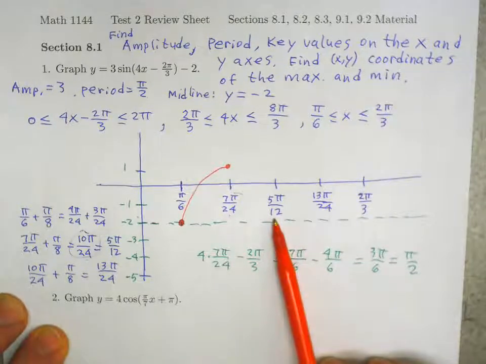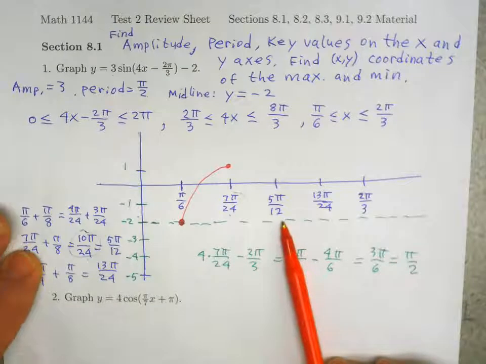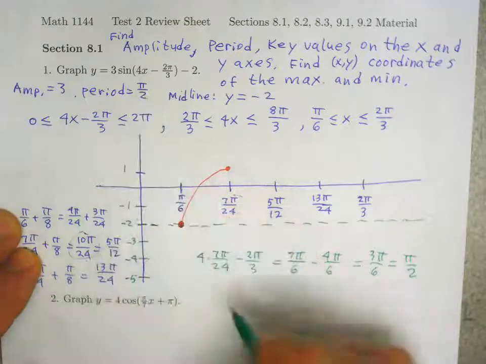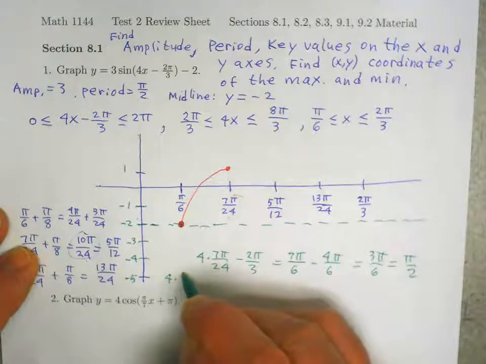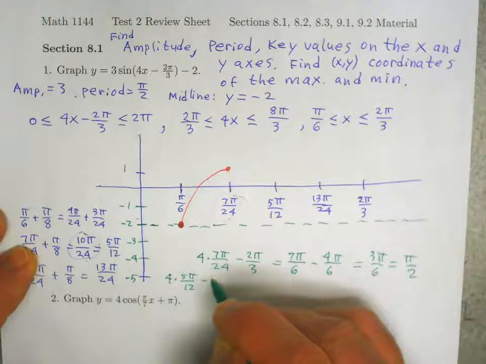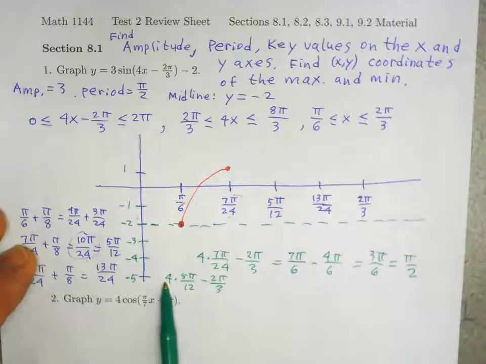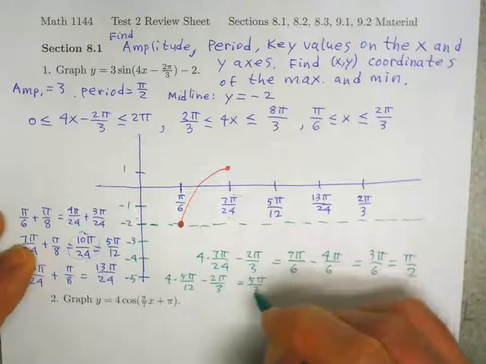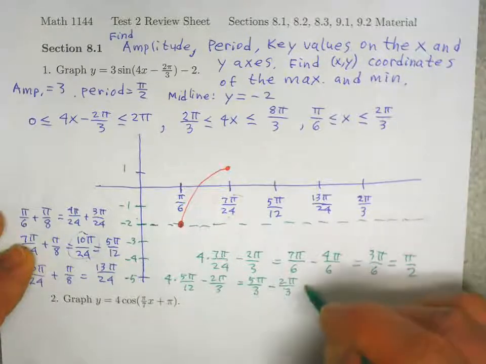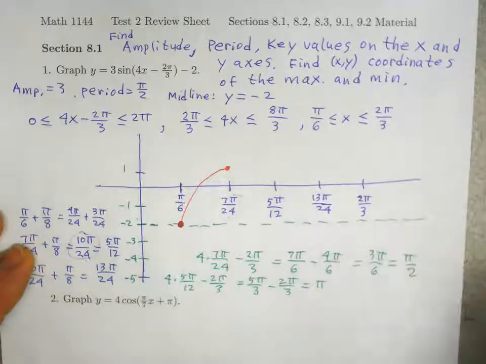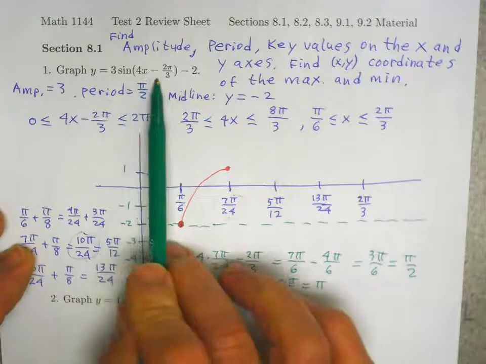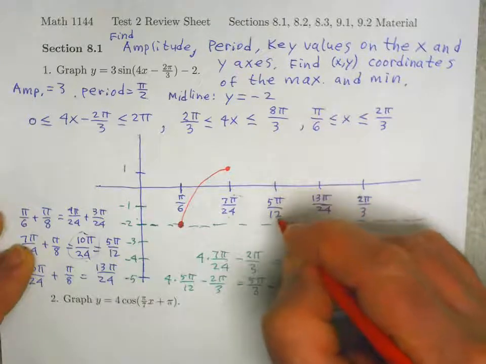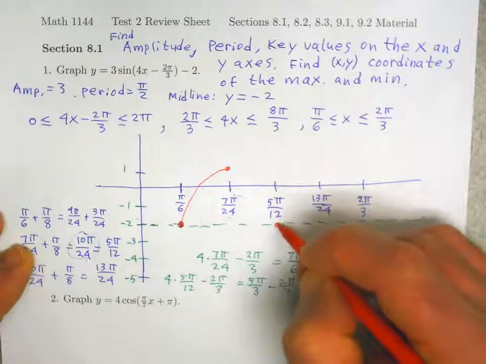Okay, when x is 5 pi over 12, think about what happens when you multiply 5 pi over 12 by 4. So 4 times 5 pi over 12, and then from that we're subtracting 2 pi over 3. Okay, so 4 goes into 12 3 times, so we have 5 pi over 3 minus 2 pi over 3 equals 3 pi over 3, or pi. And we know that sine of pi is 0, so 3 times 0 minus 2 is negative 2 again. So when x is 5 pi over 12, the y value is negative 2.